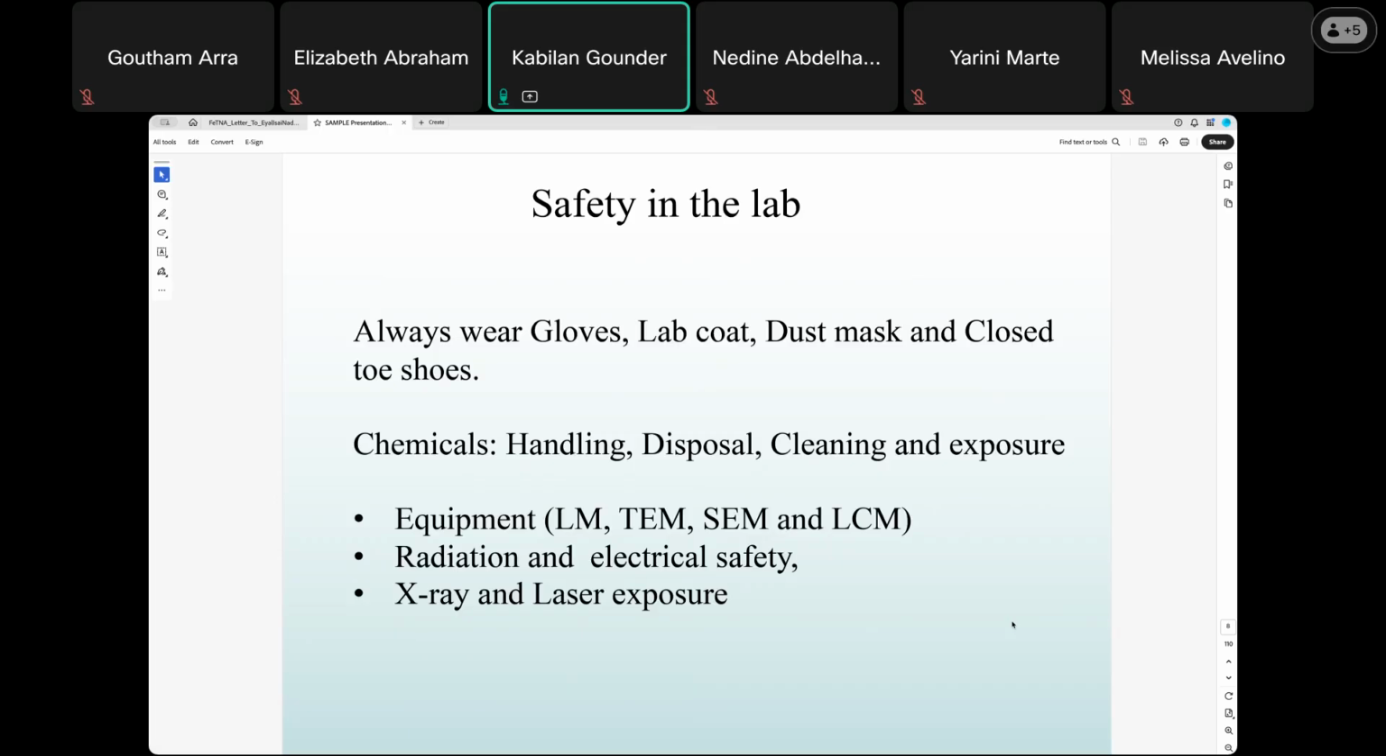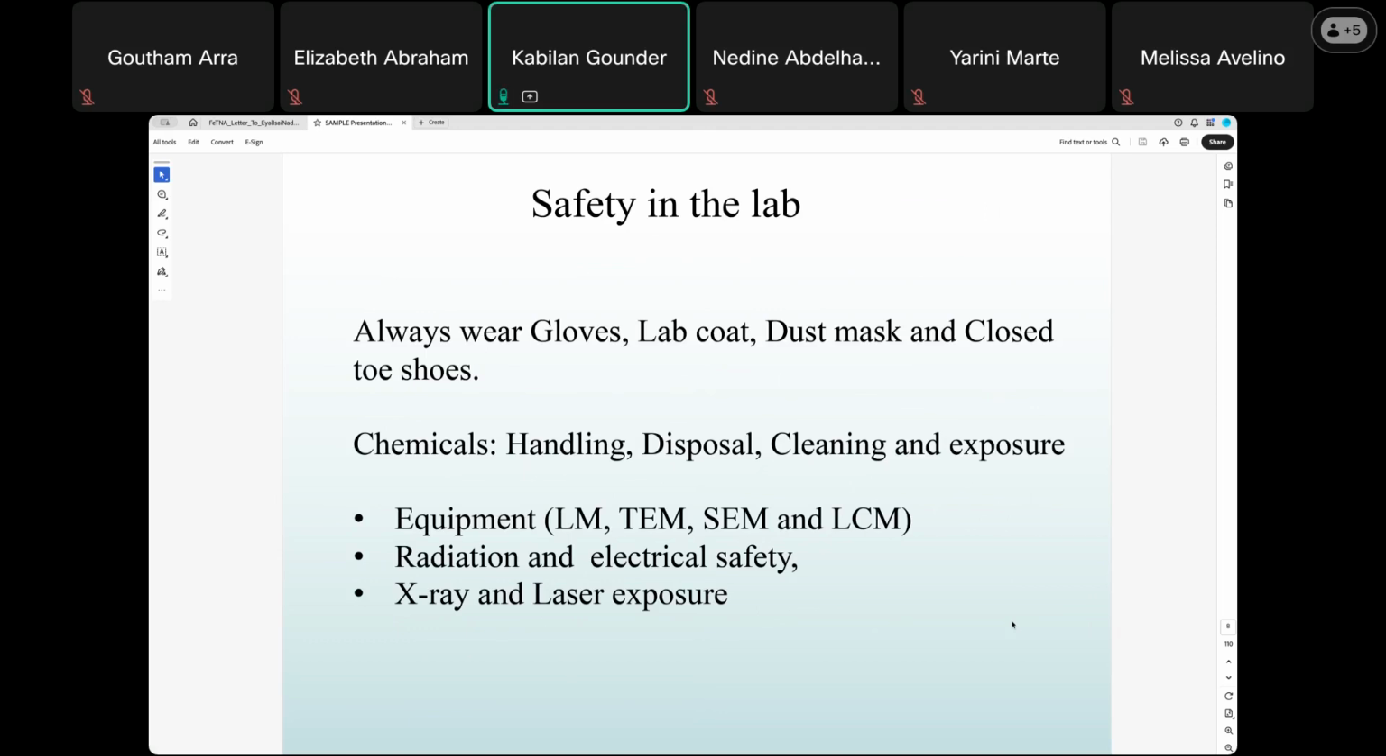Similarly, there is the disposal of the chemicals, and also how you have to dispose of other things. You cannot pour all the waste liquid into one bottle. So you have to know all these details when you attend this orientation, the biosafety orientation. Also the cleaning and exposure.